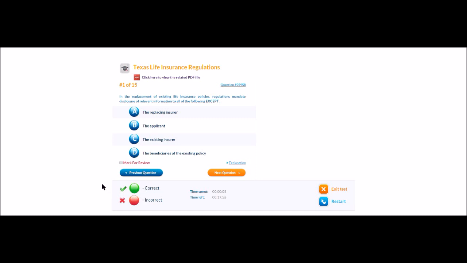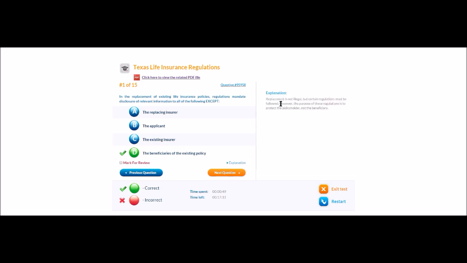So, here's number 1. This is a 15 question. Number 1. In the replacement of existing life insurance policies, regulations mandate disclosure of relevant information to all of the following except: A. The replacing insurer, B. The applicant, C. The existing insurer, D. The beneficiaries of the existing policy. Okay. D. Beneficiaries of existing policy.